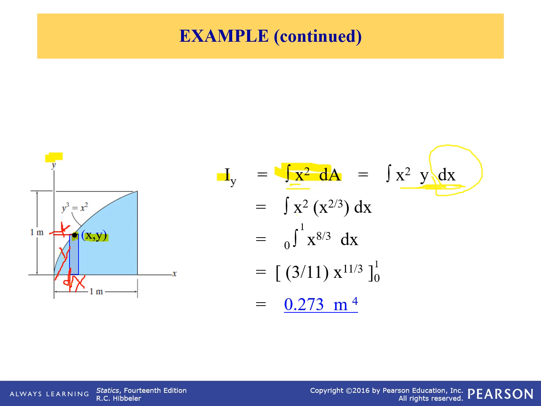So we have x squared, and we have y, which can be expressed in terms of x based on the relation given on the curve: x to the power of 2 over 3. The integral limit will be from 0 to 1 because that's the range of your x-axis. I'm going to perform the integration from 0 to 1, and then your final answer will be 0.273. And again, the units will be length to the power of 4.